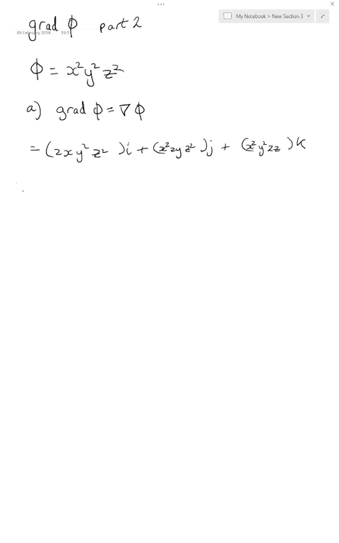Okay. What else would we like to do? Perhaps we might like to find grad at a particular point. So if we look at the point minus 1, 1, 1, all we're really saying now is what is the grad of phi when x is minus 1, y is 1 and z is 1. So at a particular point can we find the grad? And all we do is replace the x, y's and z's with minus 1, 1 and 1.